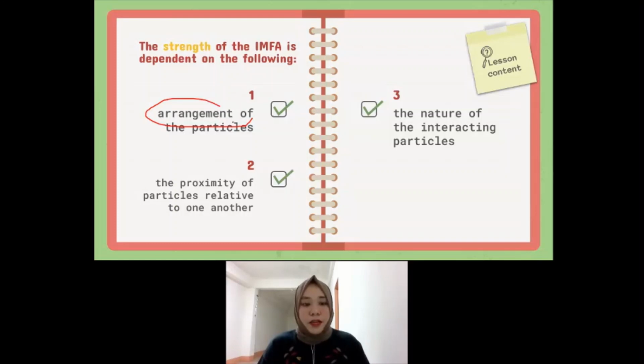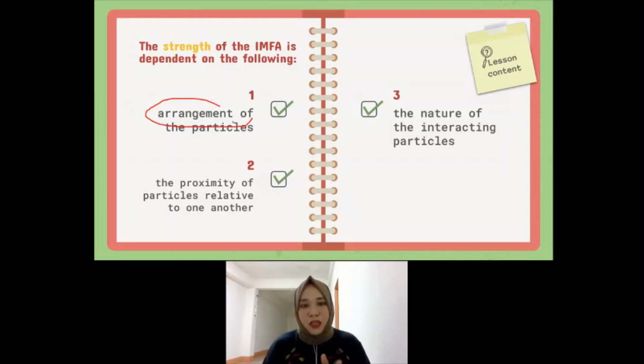So when you talk about the arrangement of the particles, there are molecules where, because of the arrangement of the subatomic particles, for example the electrons, there is a part of the molecule that is more partially negative and a part of the molecule that is more partially positive. So because of this arrangement, it allows the molecule to be more likely attracted to other particles.